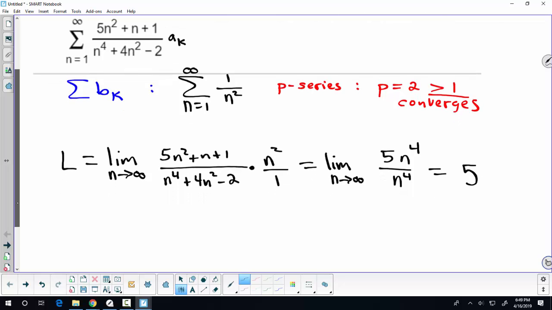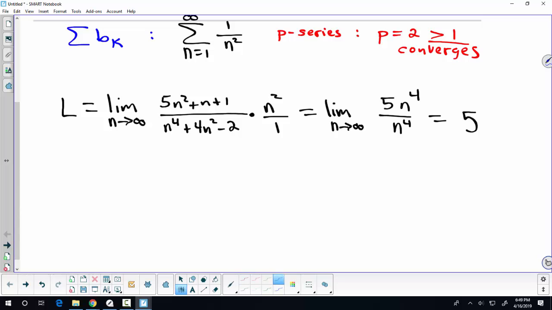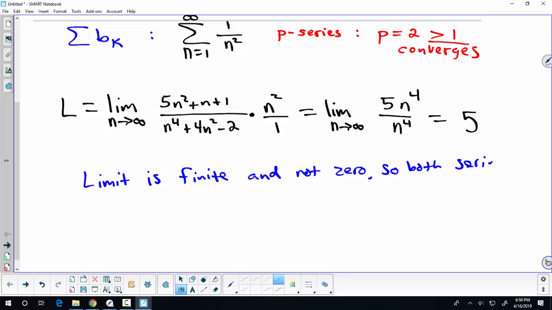Okay, so our limit in the limit comparison test is finite, and what does that mean? That it does converge. When you have a finite non-zero limit, both of those series do the same thing.